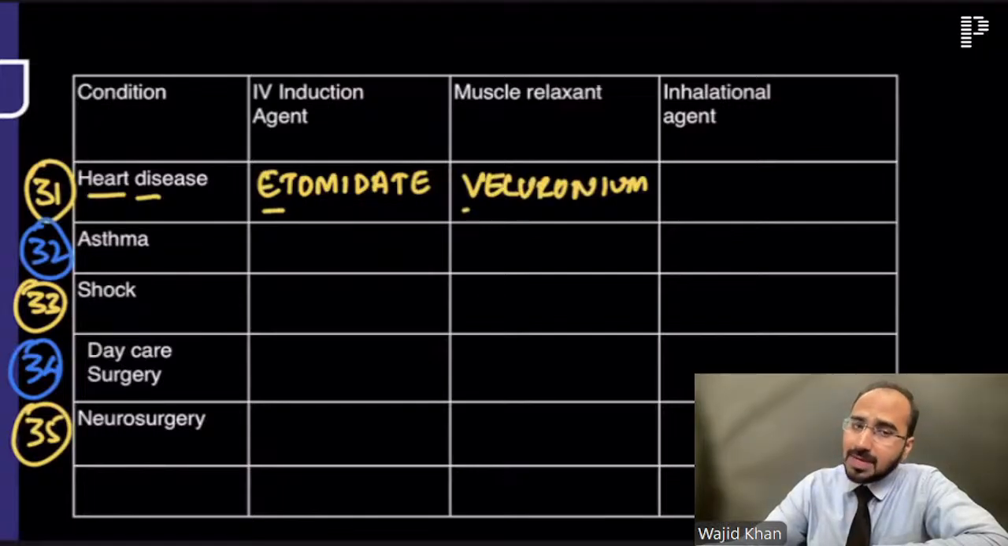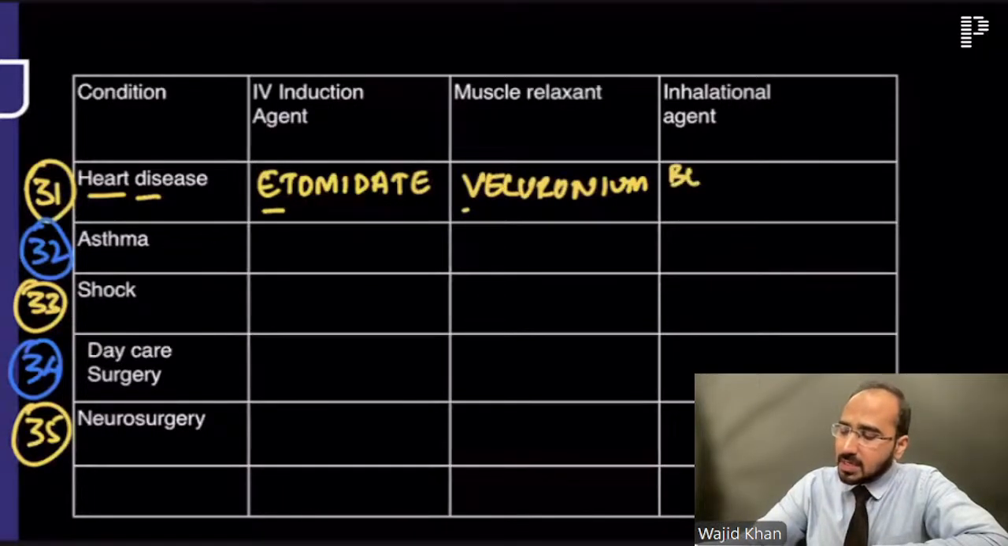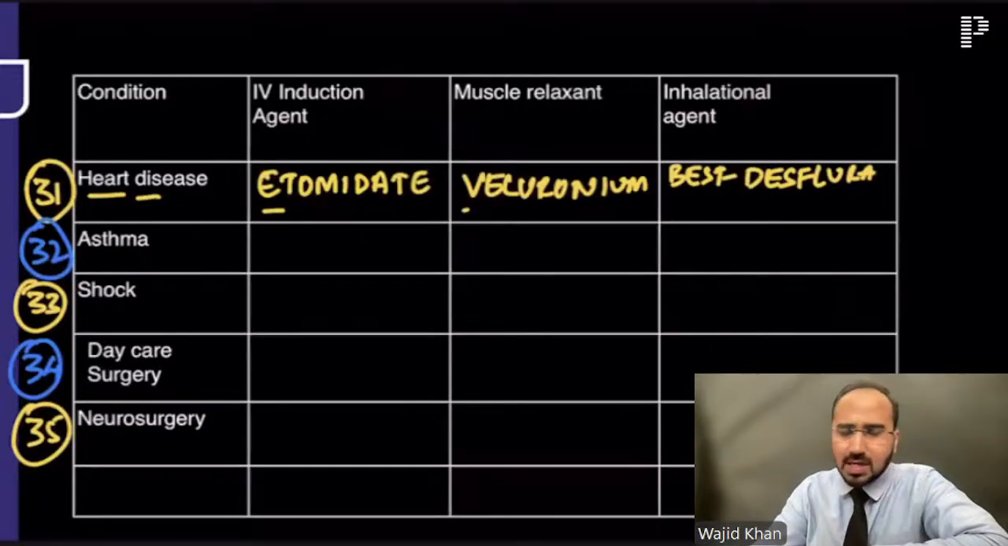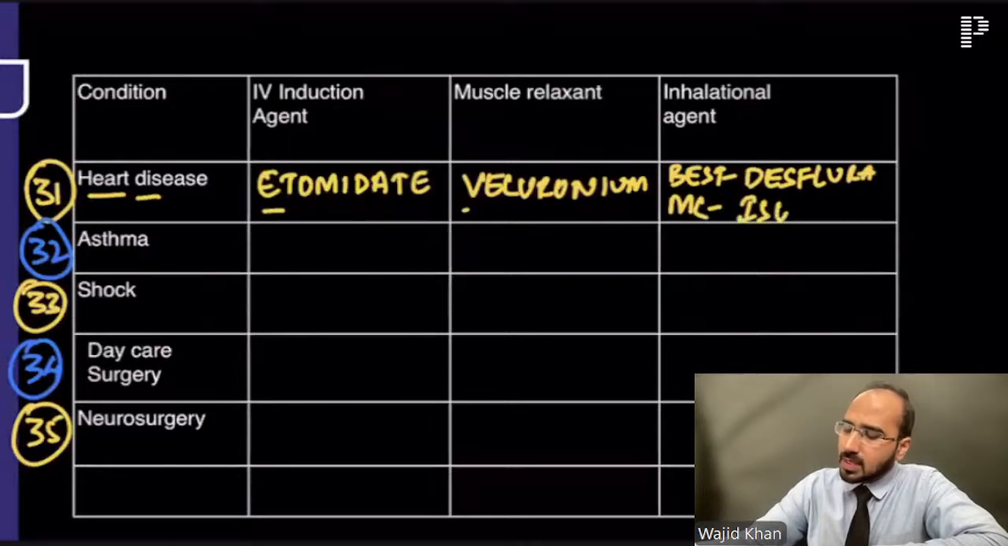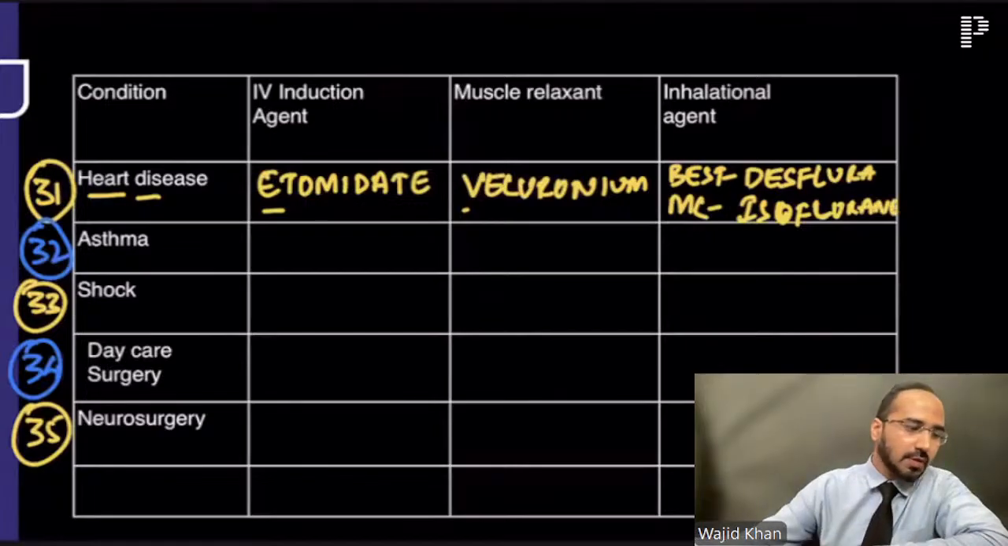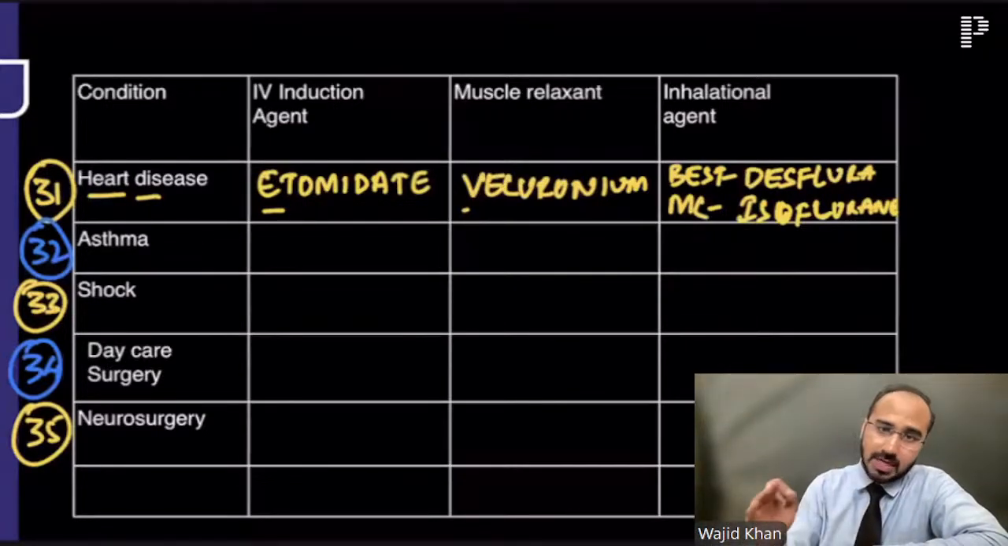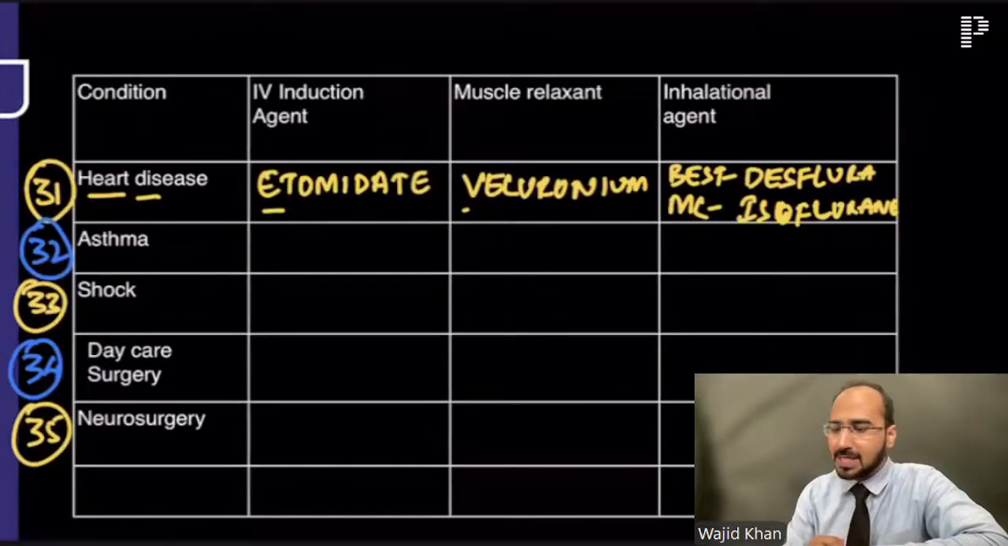which is the inhalational agent commonly used for heart disease patients? The best is desflurane, but as desflurane has a low boiling point, it requires a special vaporizer called the Tec 6 vaporizer, which is very costly. Hence, we don't use desflurane. Most commonly, what we use, guys, is isoflurane. Now look over here. Okay? Heart disease patient: you use etomidate, vecuronium, and the best inhalational agent is desflurane, most common is isoflurane.